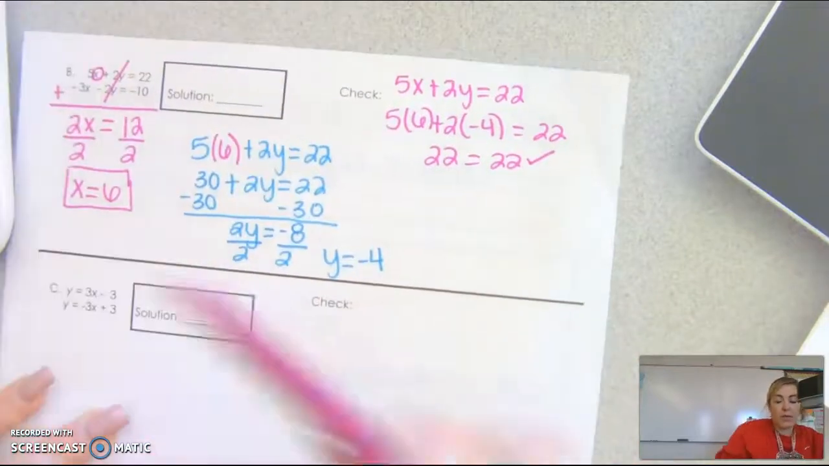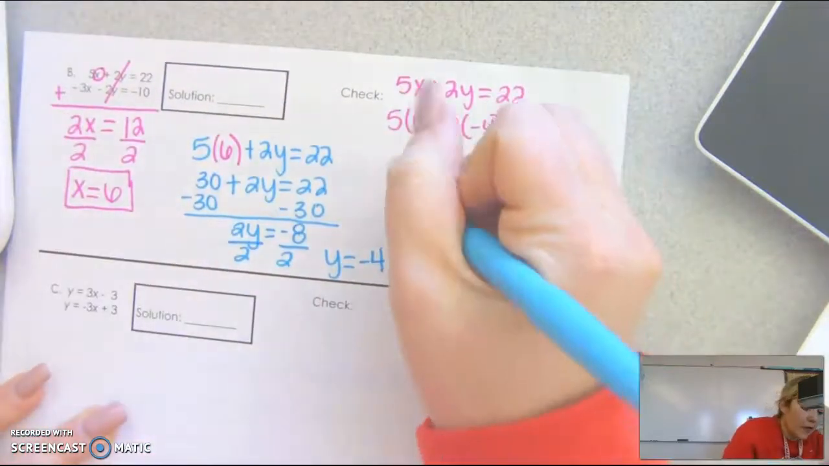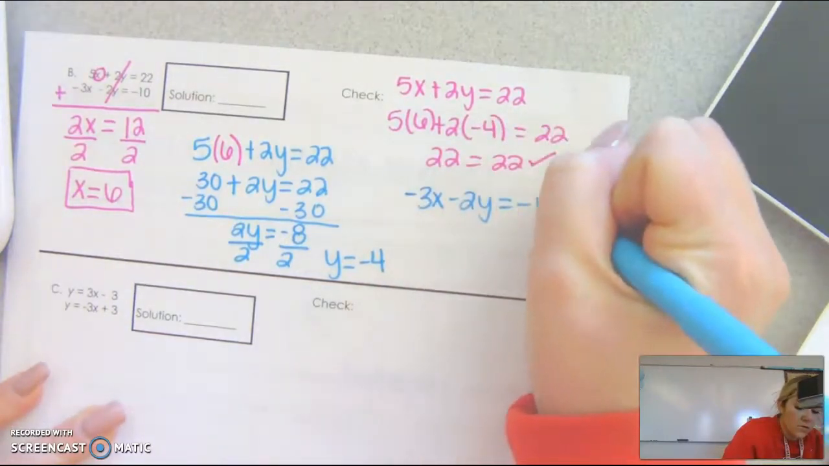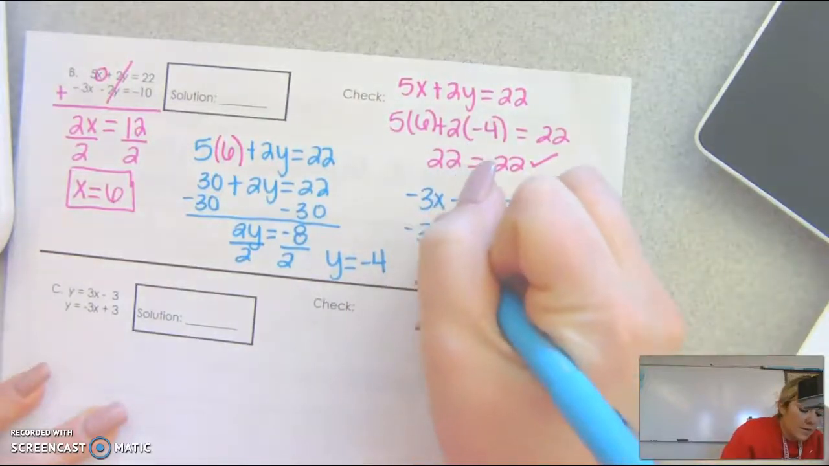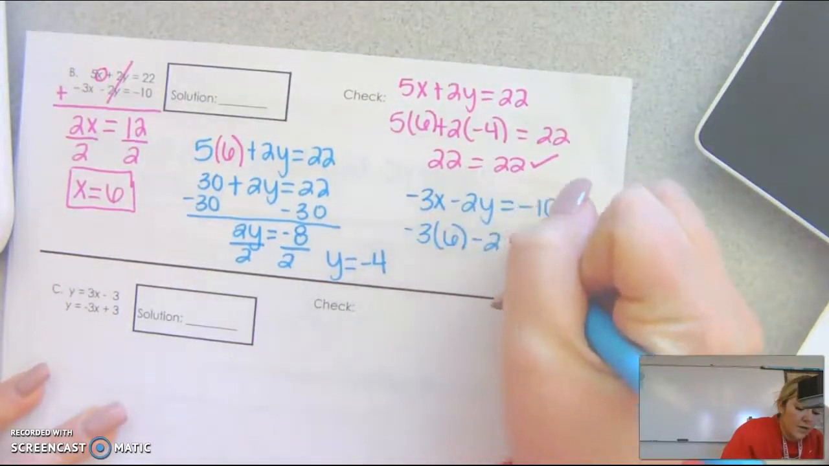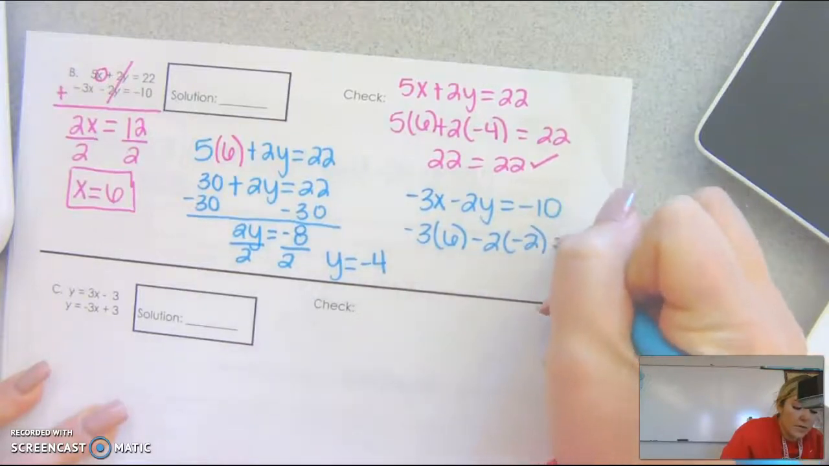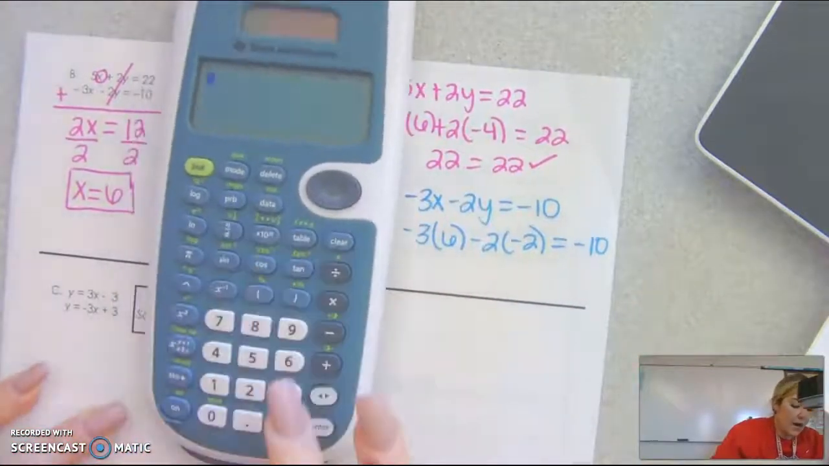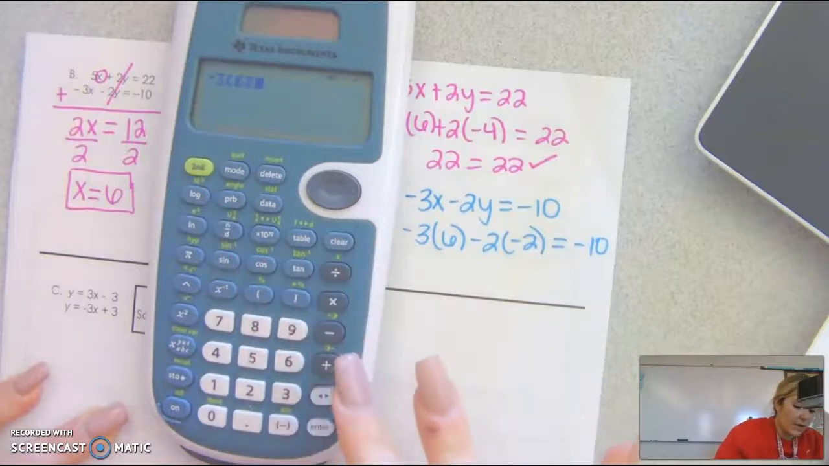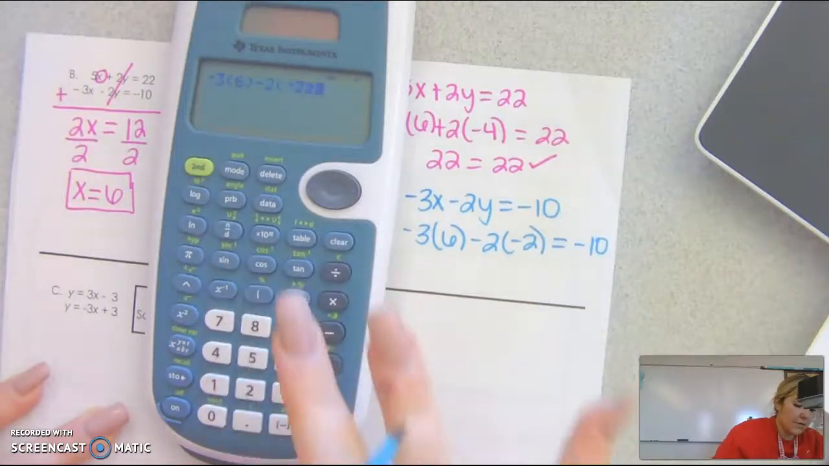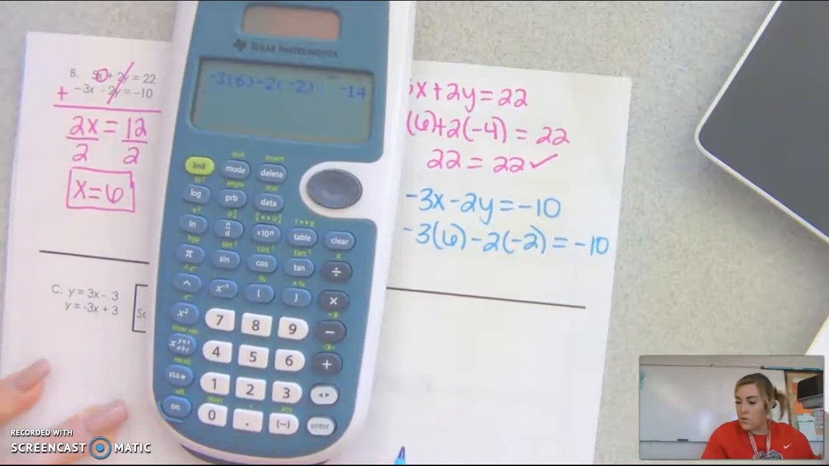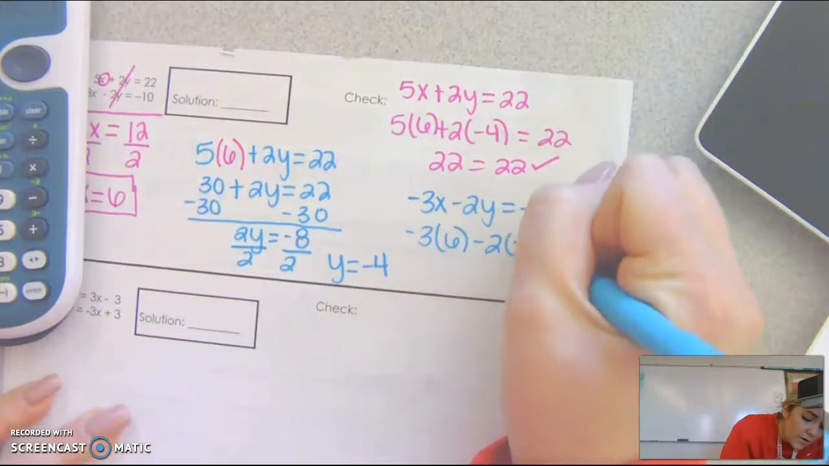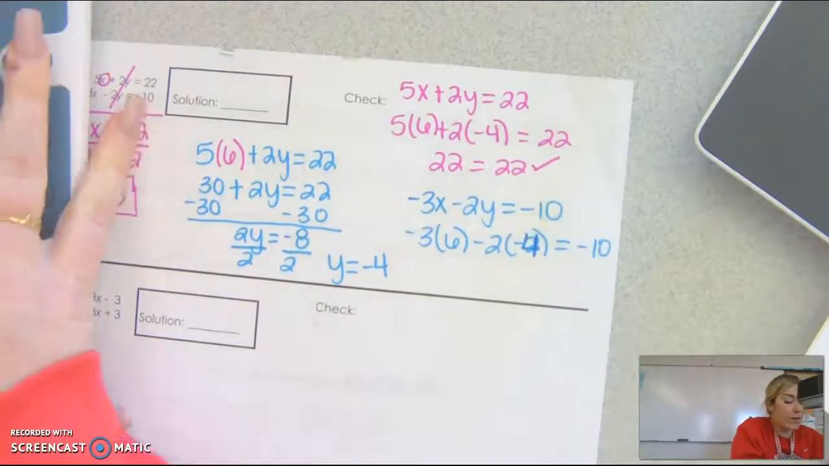You can check it with the other equation too. So if I wanted to, I can go ahead and plug it into my second equation. So I have -3 times 6 minus 2 times -2, and I want it to equal -10. So when I plug it into my calculator, I have -3 times 6 minus 2 times -2. Oop, this is a -4. Whoopsie, I was like, what did I do wrong? Sorry about that. That should be a -4.